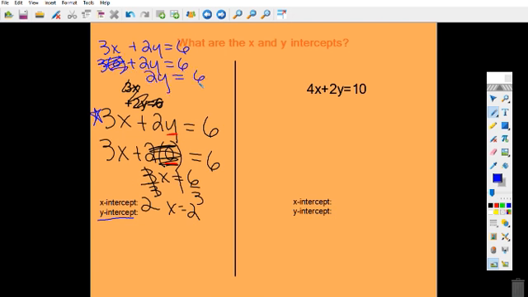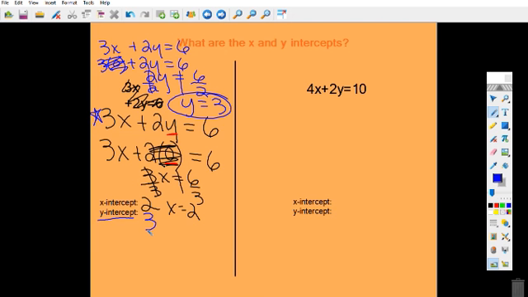2y equals 6. Divide by 2. We get y equals 3. Our y-intercept is 3. Okay? So when you're solving for an x-intercept, you plug 0 in for y. When you're solving for a y-intercept, you plug 0 in for x.